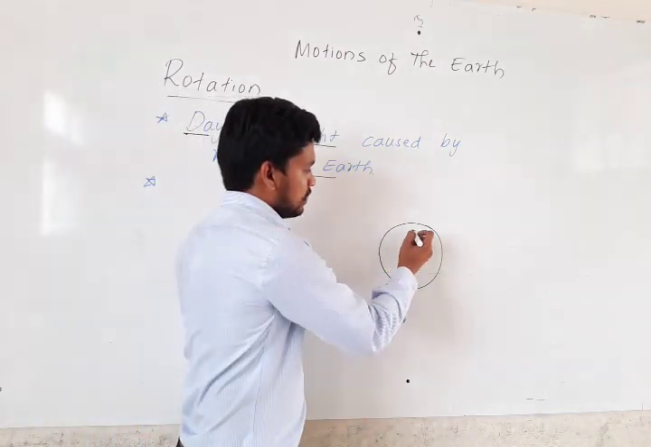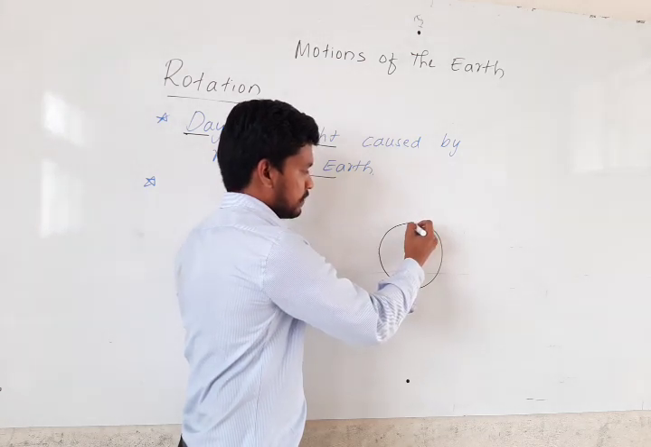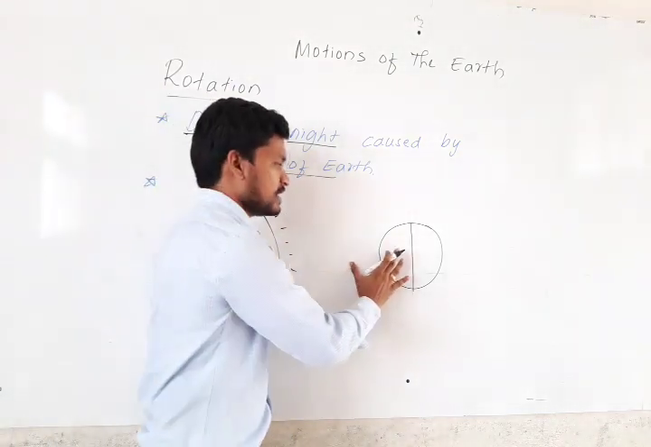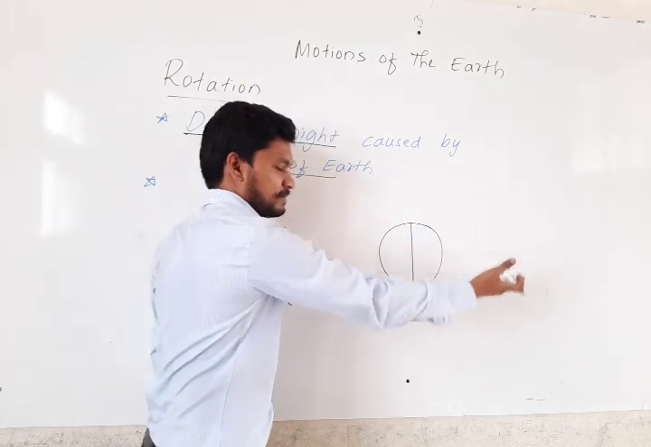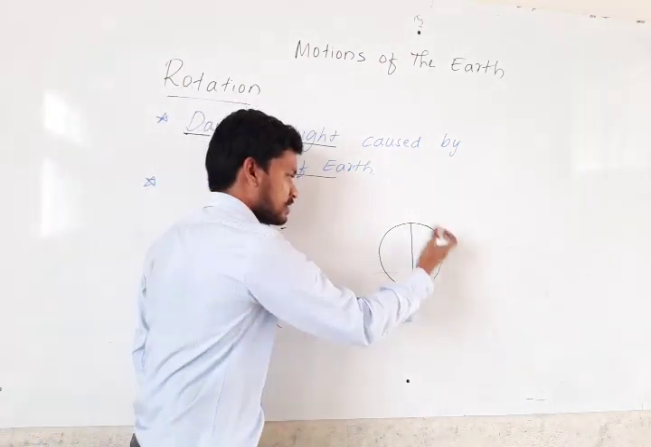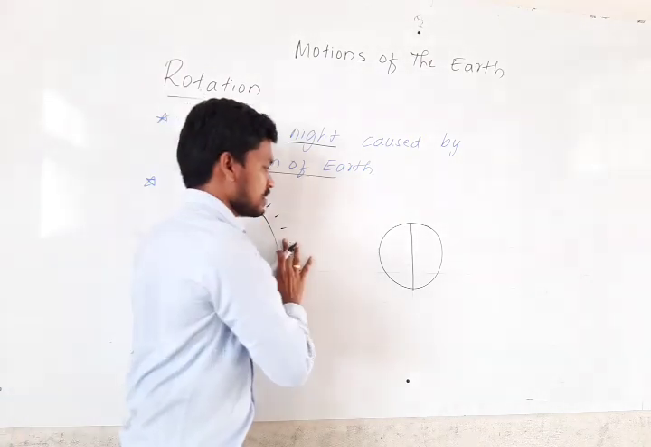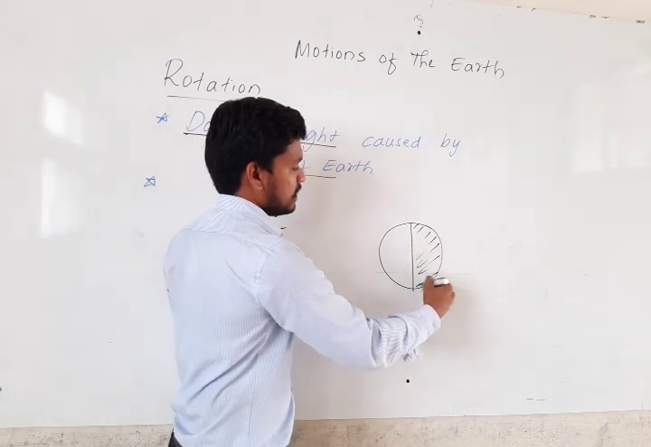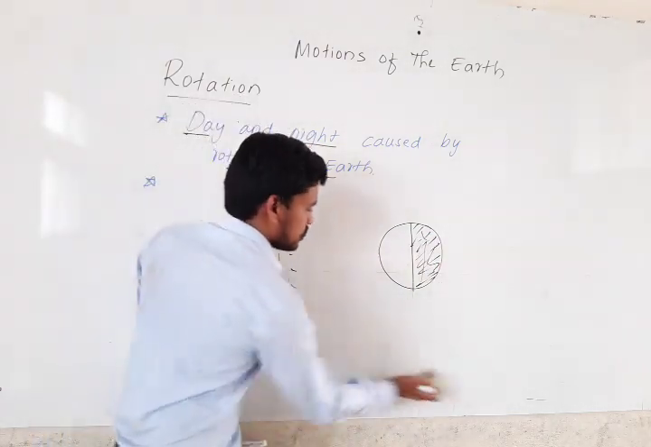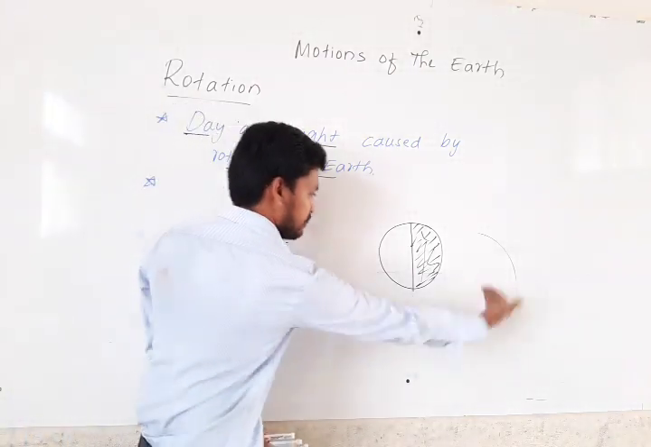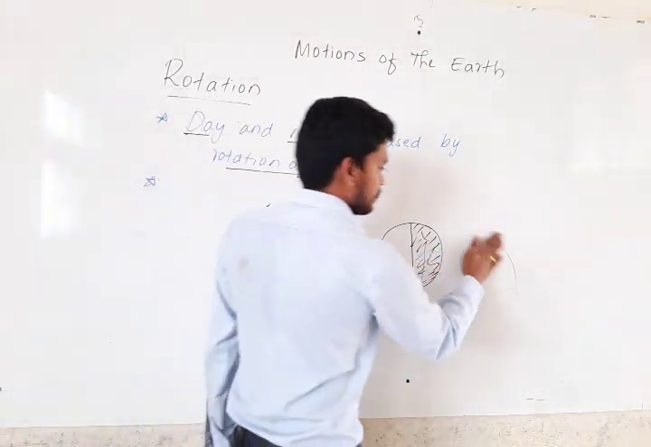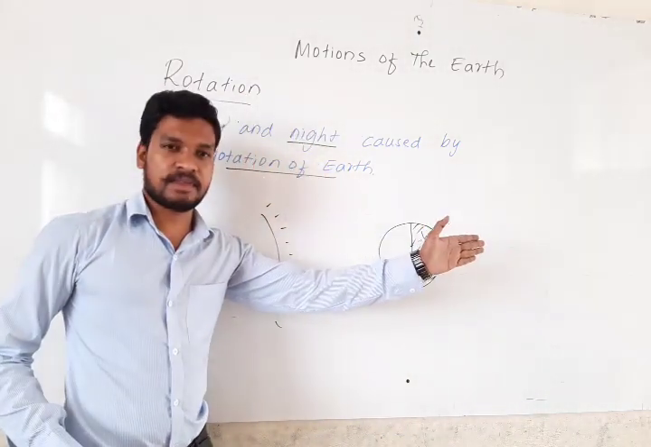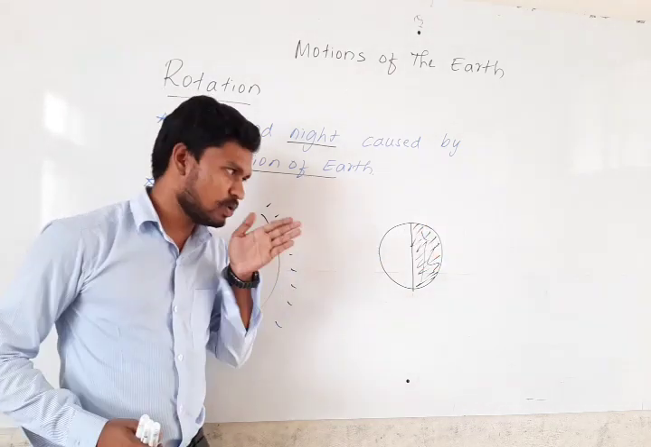Suppose the hemisphere which faces towards the sun gets sunlight, then we call it day. The other side of the Earth's surface doesn't face the sun, so it doesn't get sunlight, and it is called night. The sunlight doesn't go and turn back like this. It is not wind, it's not a rocket. Light goes straight. It never bends.